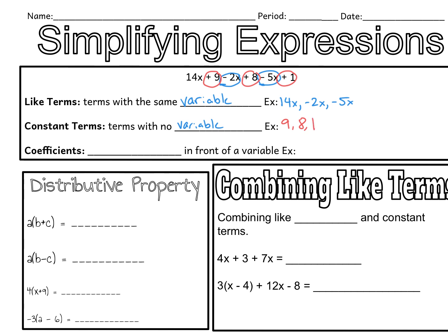Coefficients is another vocabulary word that you should know, and these are the numbers that are in front of the variable. Looking back at our terms up on top, our coefficients are those numbers in front of the variables. So in this case, our coefficient would be 14 for 14x, negative 2 for the negative 2x, and negative 5 for that negative 5x.